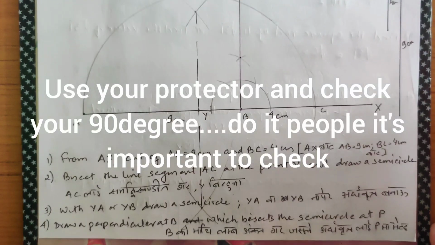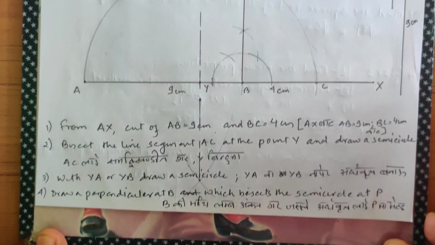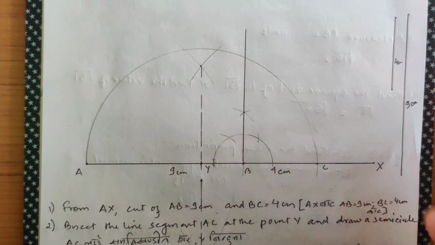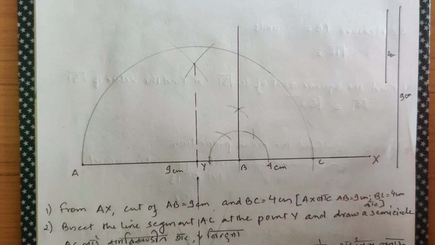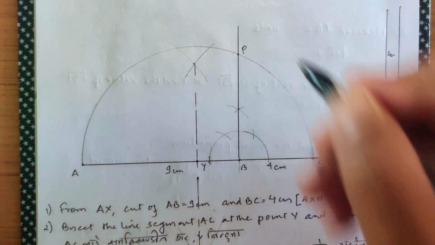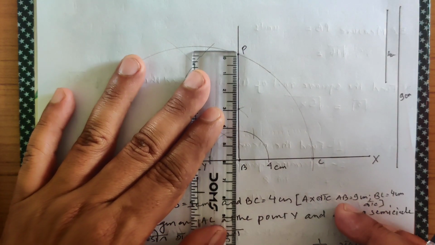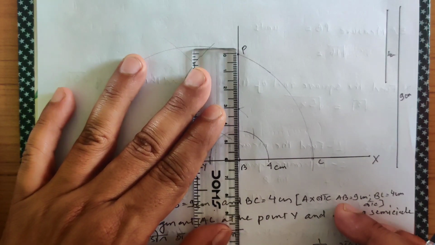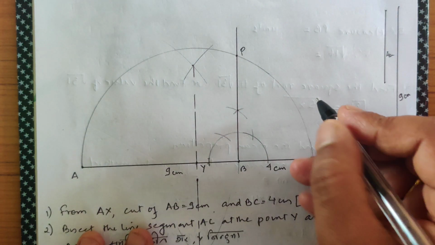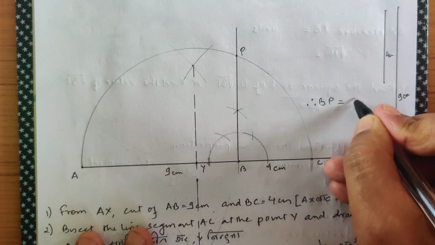So what does the step say? Draw a perpendicular at B which bisects the semicircle at P. You can see that this perpendicular is bisecting it out here, P. So let's measure BP. If I measure BP, I roughly got 6. Oh my god, I got accurate. Therefore BP equals 6 centimeter.